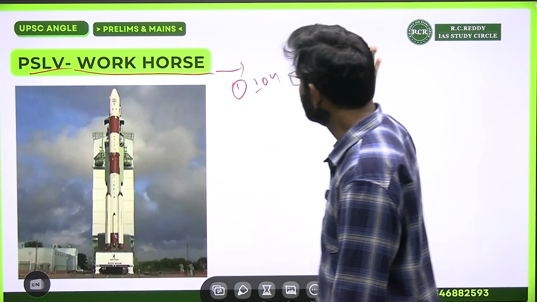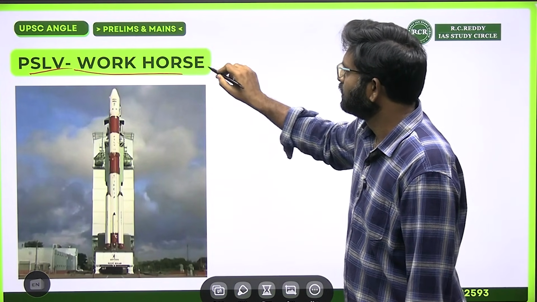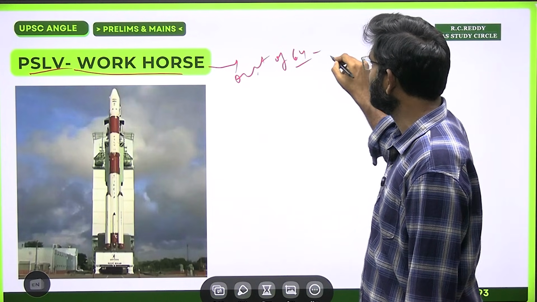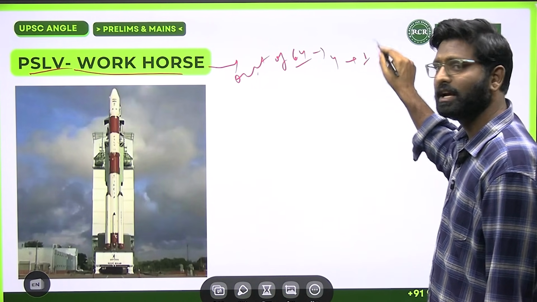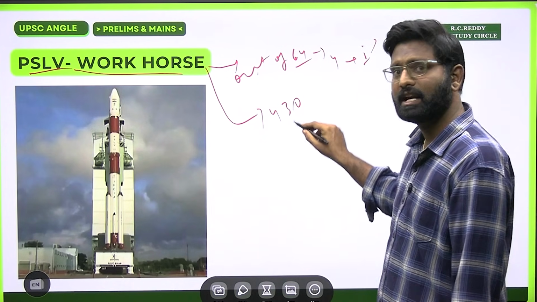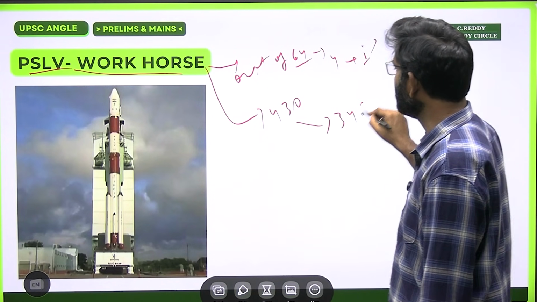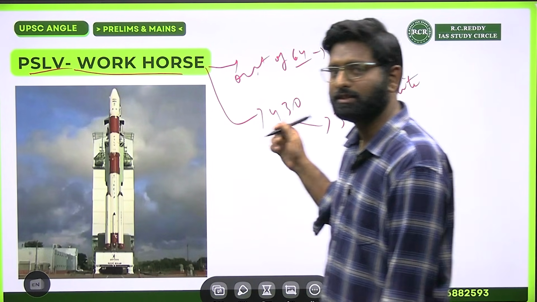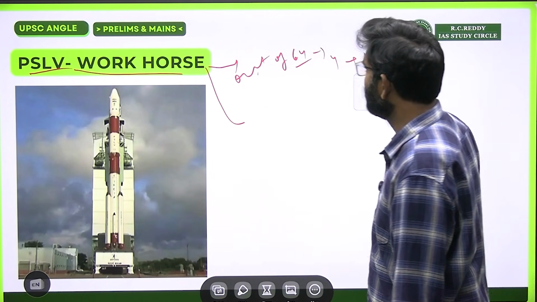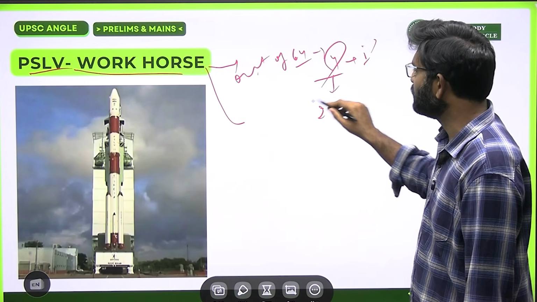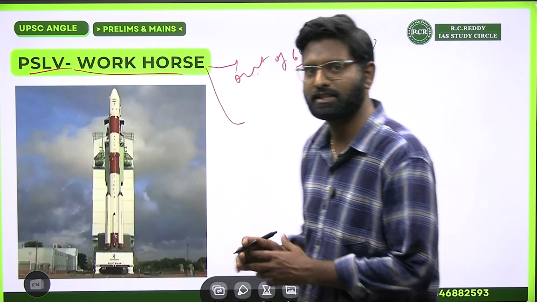So apart from this, out of 64 launches, only 4 were failures and 1 was partially failed. It has also launched 430 satellites from 34 foreign countries. So it has also been used for launching foreign satellites. When it comes to these failures, the recent 2 consecutively failed. This is the most worrisome aspect.